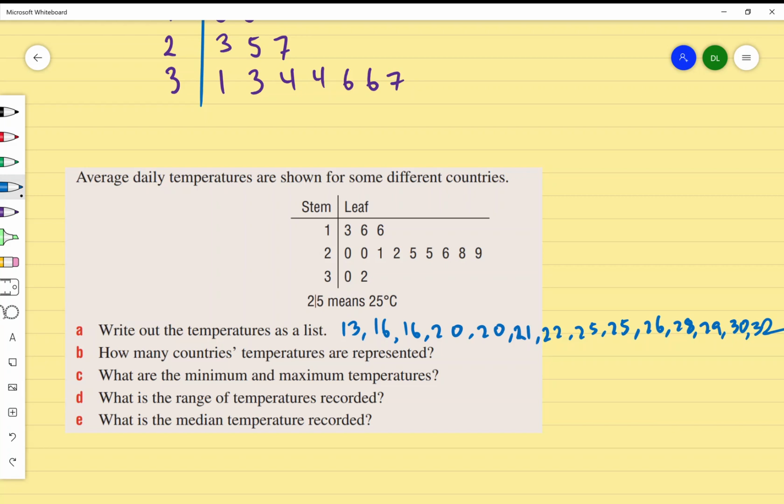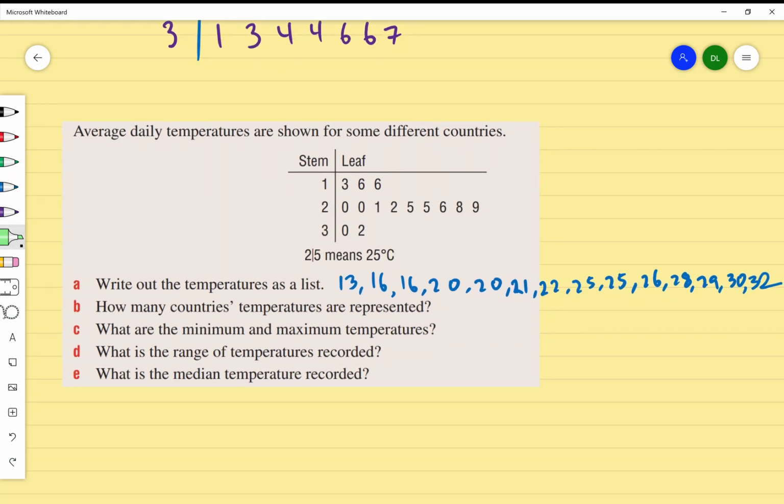Now we have to write down how many countries' temperatures were represented. What I can do is instead of writing out the list every time, I can just count how many numbers there are on the leaf. So I'm going to say there's 1, 2, 3, 4, 5, 6, 7, 8, 9, 10, 11, 12, 13, 14. So I can say that there are 14 countries or values represented. So that is 14 here.